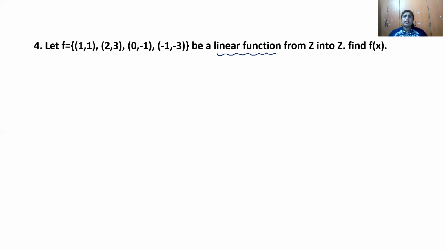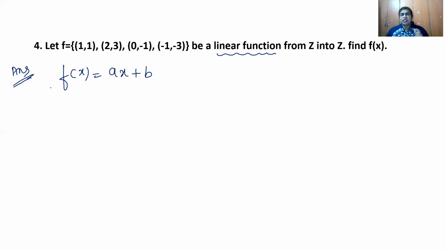So how do I define a linear function? We have learned this in our lower classes. So here we are having a linear function. Therefore, let us first write the linear function. So the answer here is f of x is equal to, let us write the linear function as ax plus b.